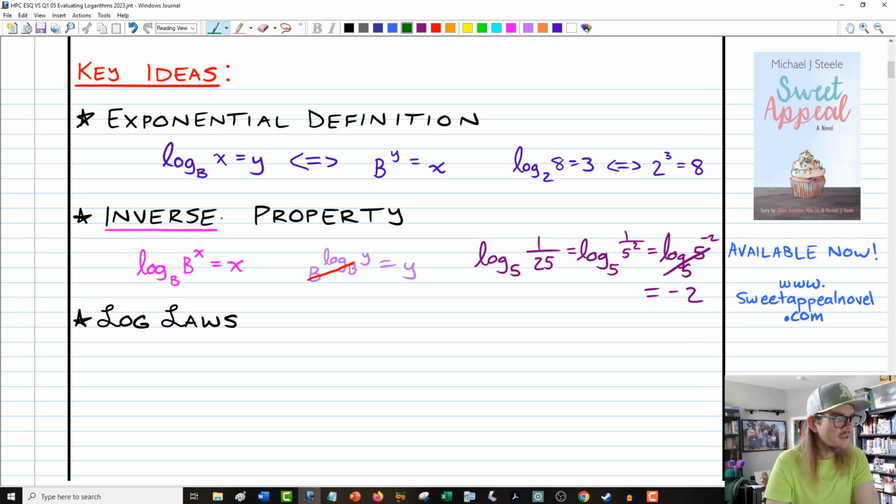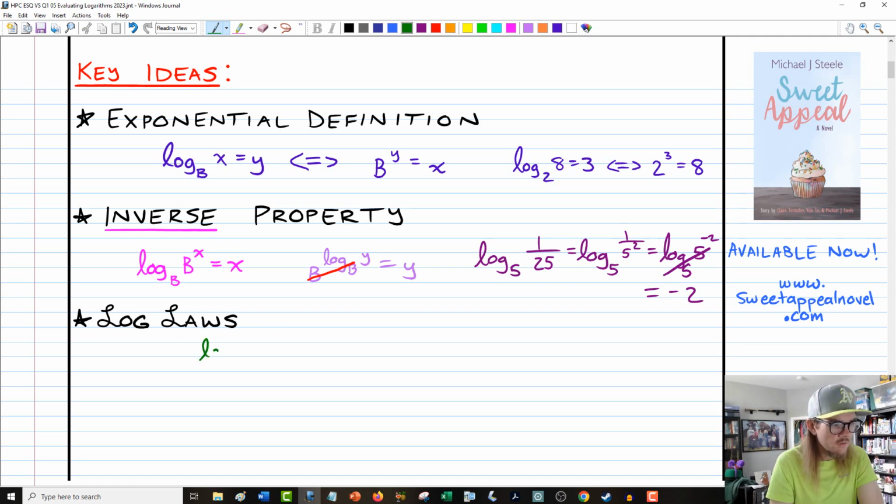And then last but not least are the log laws. There are 3 of them that we're going to use, although I suppose in a charitable way we could have called that previous property one of the log laws. But basically these 3 laws will allow us to combine logs together. Now that might not be necessary in a given problem, but sometimes it might be. So I want to make sure that we're all on the same page with the way these work.